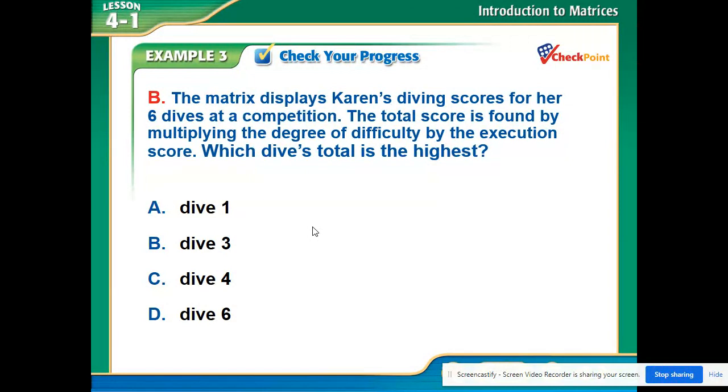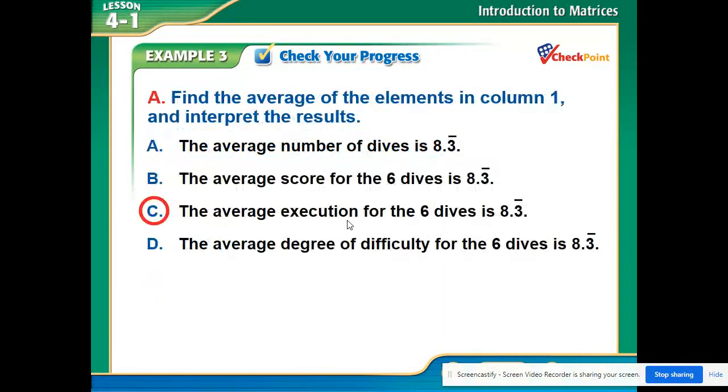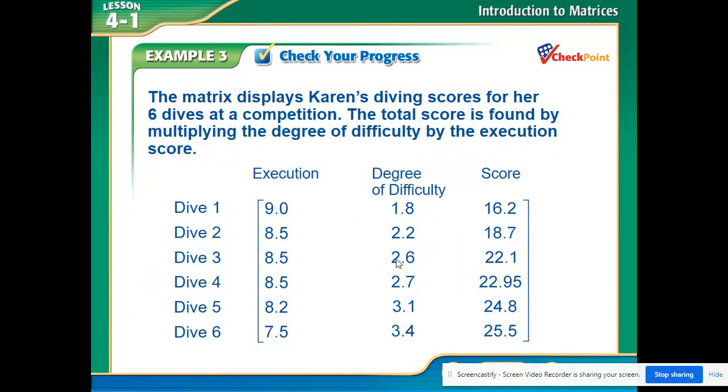The matrix displays her diving. The total score is found by multiplying the degree of difficulty by the execution. Which total dives was the highest? So we'd have to go back to our score here and see which one has the highest score. And this last one, despite the fact that she didn't execute it as well, because we're multiplying by a higher number, she does get a higher score. So it is number 6.